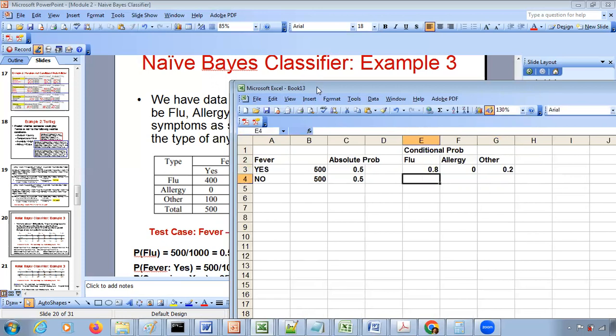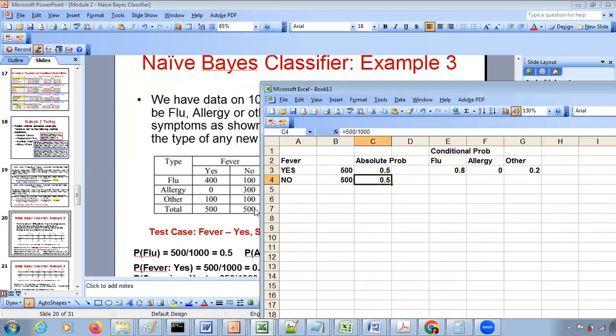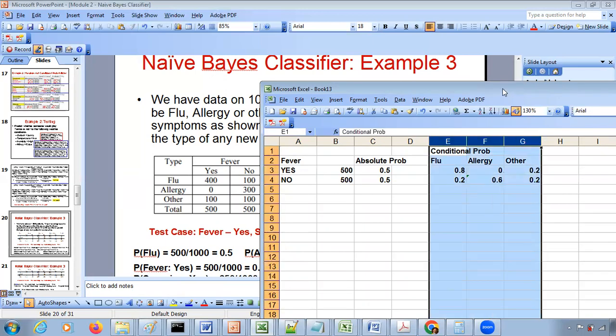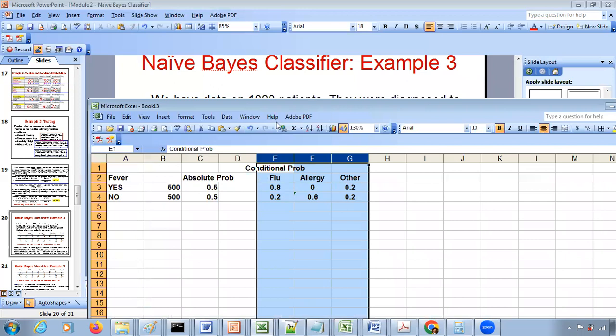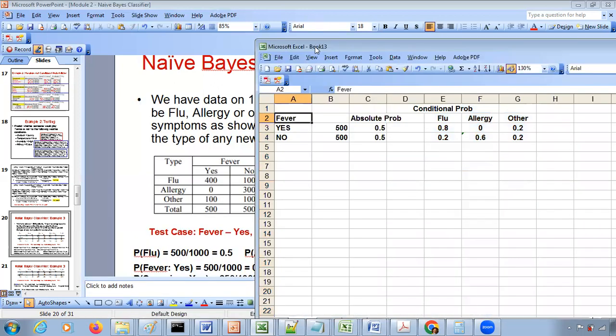Similarly, out of the 500 who reported no for fever overall, 100 had flu, 300 had allergy, and 100 had other disease. So that's our conditional probability table for fever as the feature.